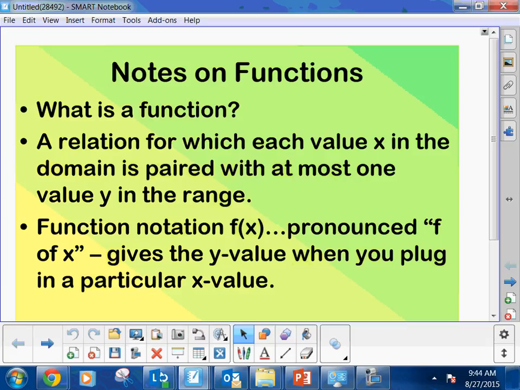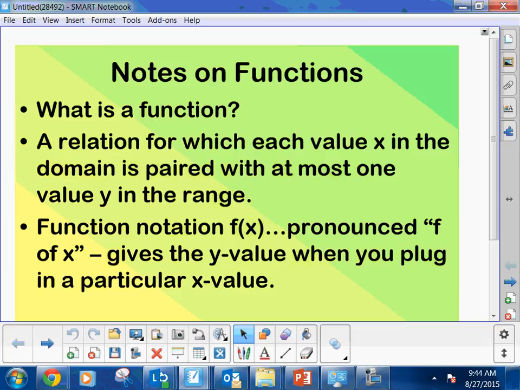So when y'all take your first notebook quiz, one of the questions is going to be on there. They're going to ask you, what is a function? All you have to do is write down what you wrote down in your notes to get full credit. You don't need to do anything else. Just write down what you've copied during class.